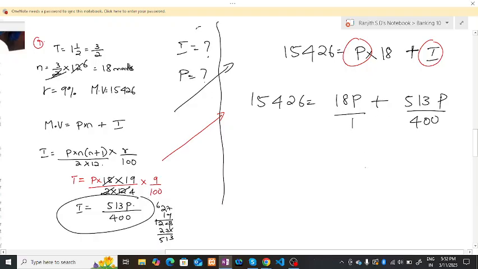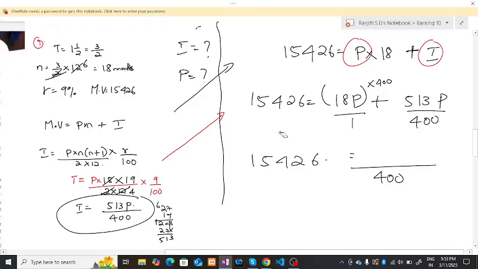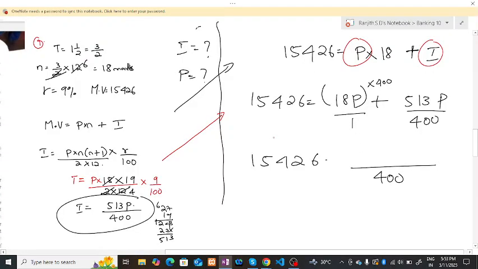On the right hand side, take LCM, students. 400. So you have to multiply this into 400. Take LCM. 18 into 400. From 1 to 8, all the questions are easy. The ninth one is tough. You have to use both the equations.